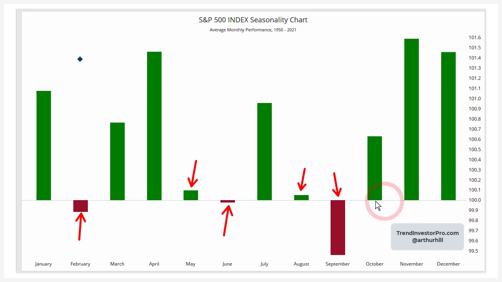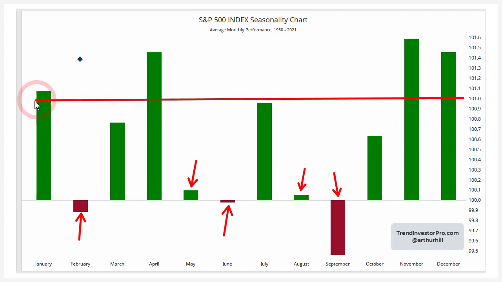We've got 100 as the center line there. And so anything over 101 is really outperforming. And again, we can see April and November standing out.